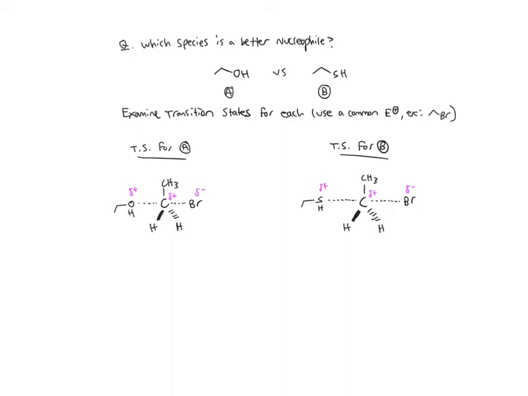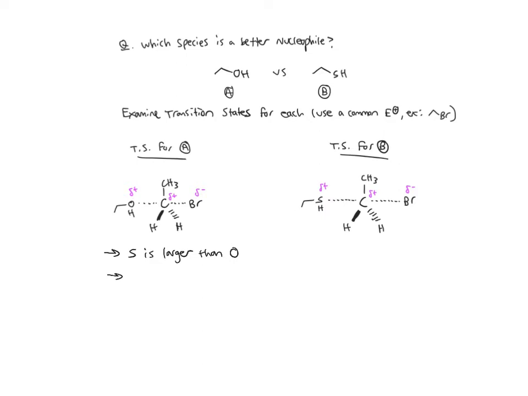We've said that they're in the same column, and so we can say sulfur, because it's below oxygen, is larger than oxygen, so it's a larger atom. When we were talking about negative charges, that meant it could stabilize negative charges better because we had more of that volume. Turns out that larger atoms can also stabilize positive charges better.